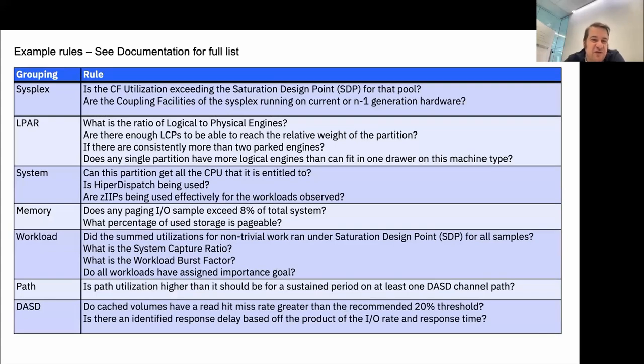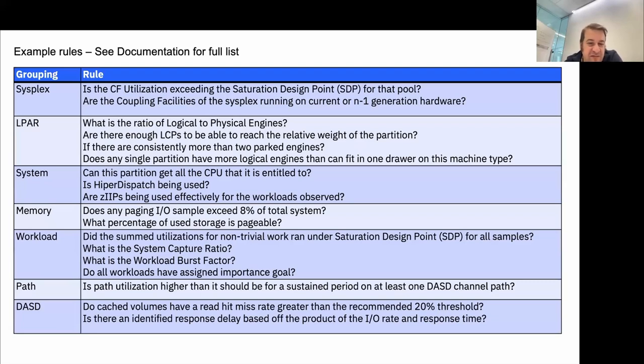And I just wanted to run through a few examples of the rules there. And as I say, there's over 40 rules related to z/OS. There is probably around about 20 rules now related to MQ, and we'll be adding more as we drive forward with this. So you can look at things such as on the sysplex level, I mentioned that, the generation of hardware. We can look at things like the ratio of logical to physical engines. Is there enough processors to manage what is being run there?